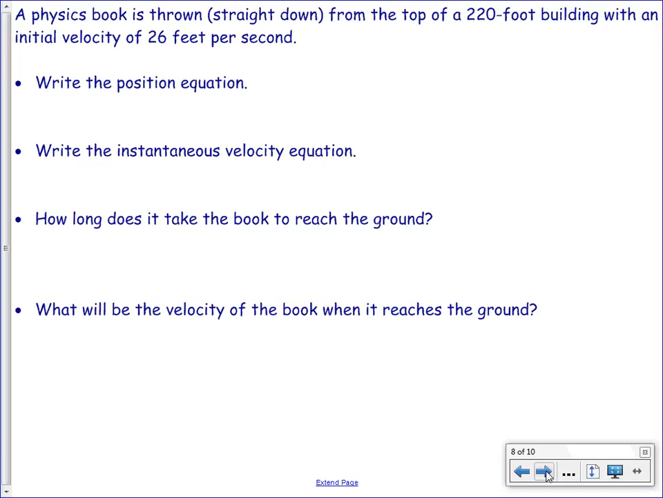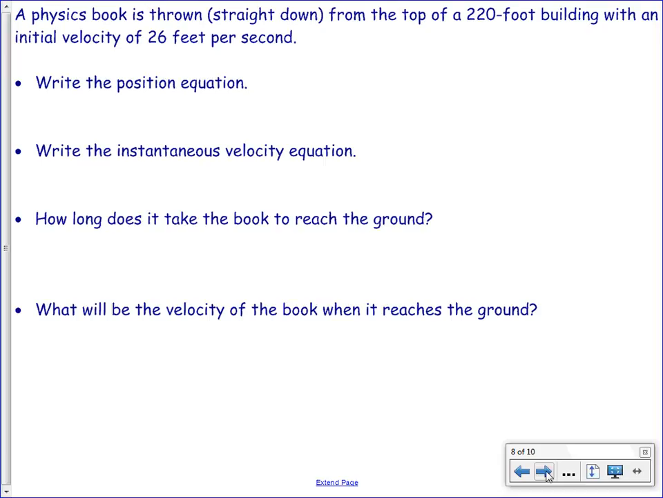A physics book is thrown straight down from the top of a 220-foot building with an initial velocity of 26 feet per second. This doesn't sound like an appropriate use of a physics book. Someone was really angry at their physics book. Could you imagine yourself being frustrated and throwing your book? Yeah, but not from that high, that's really expensive. There's no joking now. Okay.